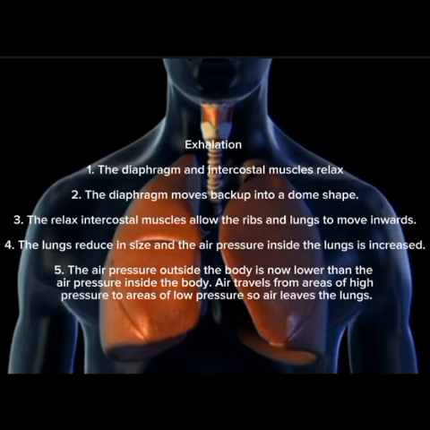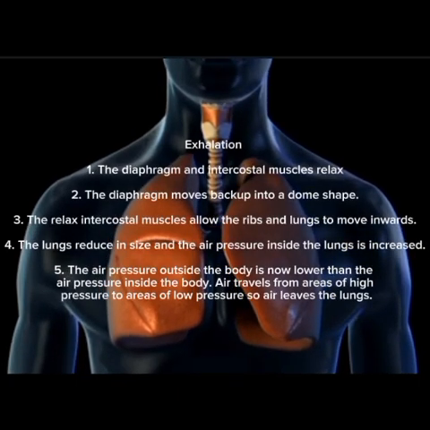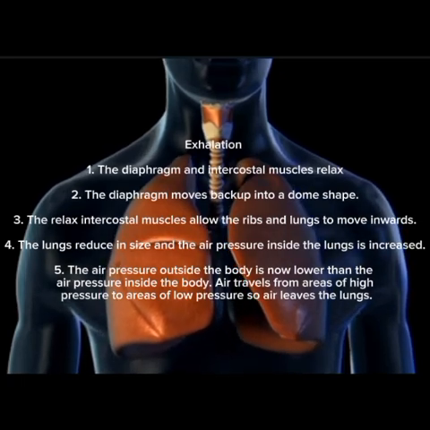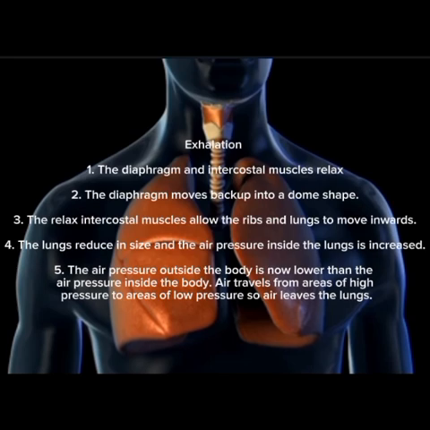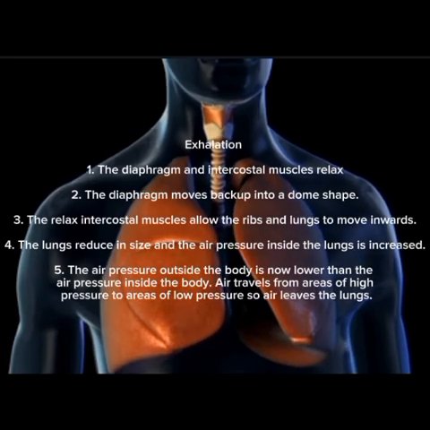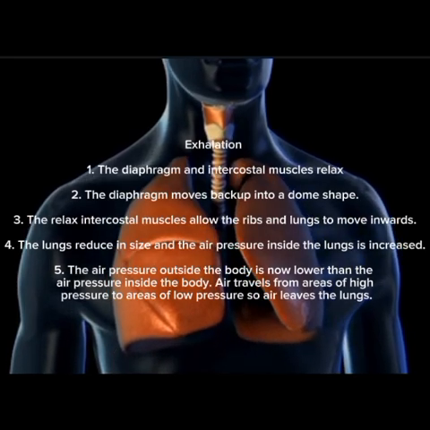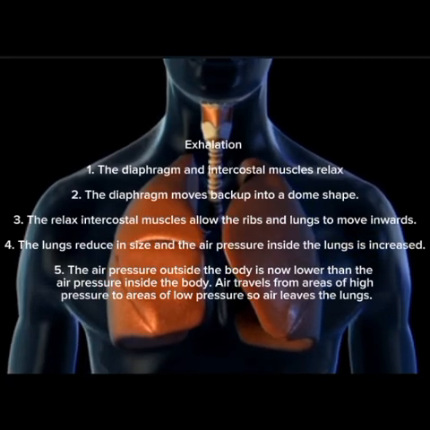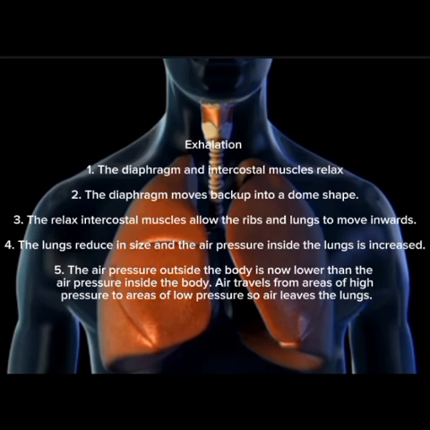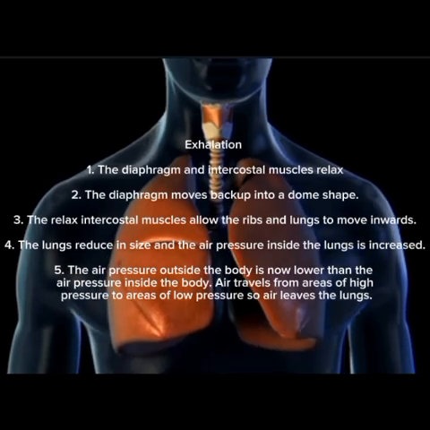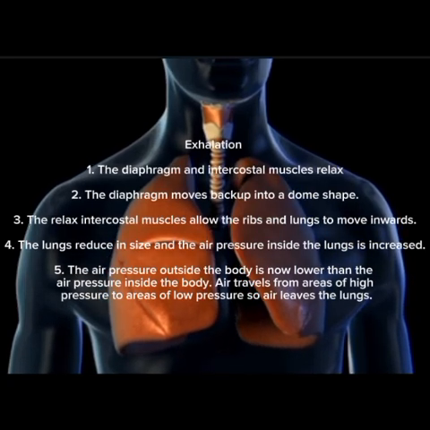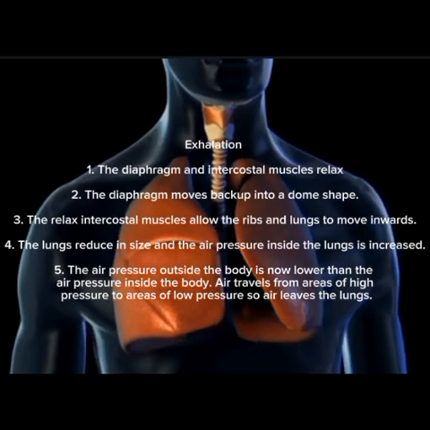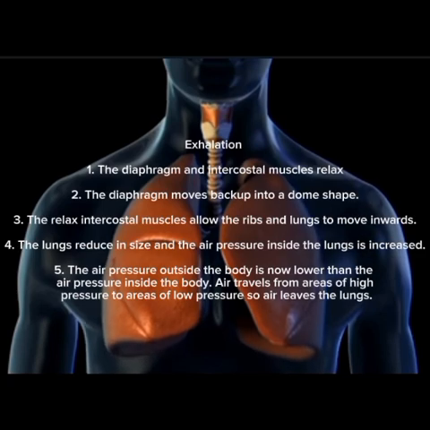Exhalation. 1. The diaphragm and intercostal muscles relax. 2. The diaphragm moves back up into a dome shape. 3. The relaxed intercostal muscles allow the ribs and lungs to move inwards. 4. The lungs reduce in size and the air pressure inside the lungs is increased. 5. The air pressure outside the body is now lower than the air pressure inside the body. Air travels from areas of high pressure to areas of low pressure, so air leaves the lungs.